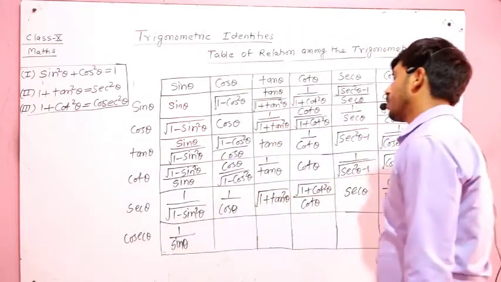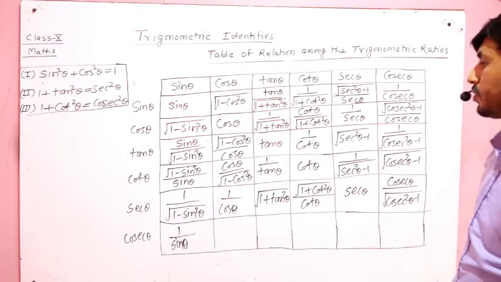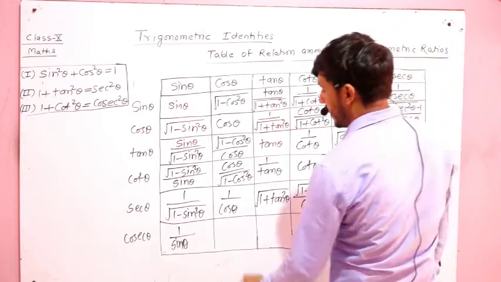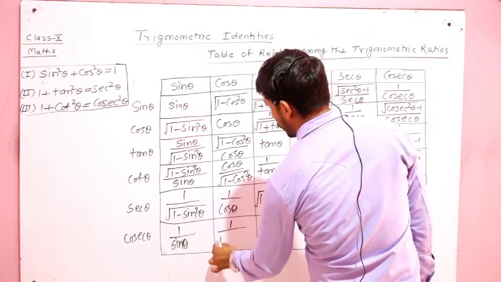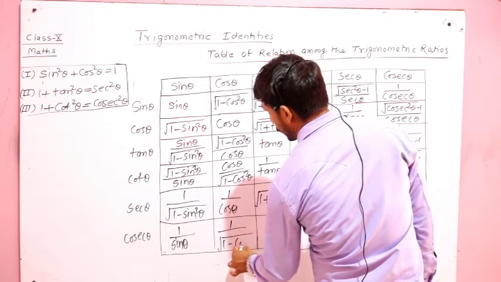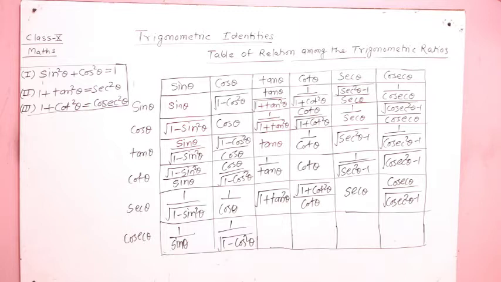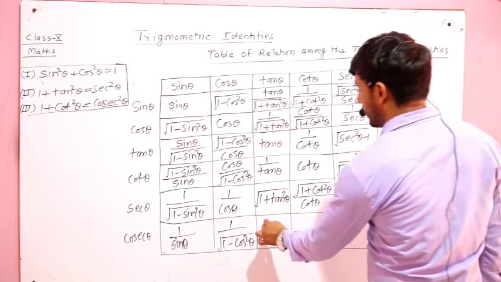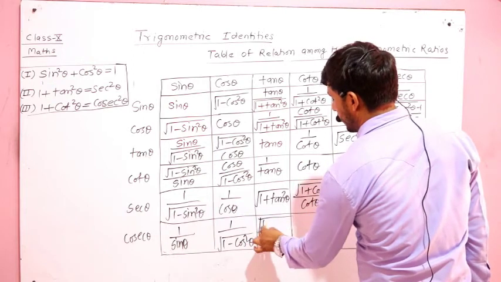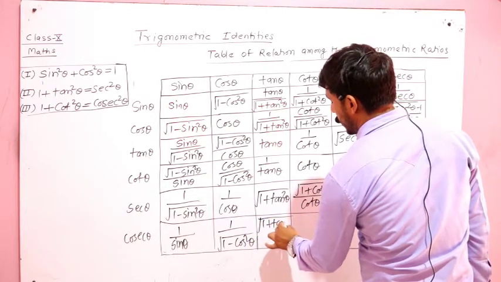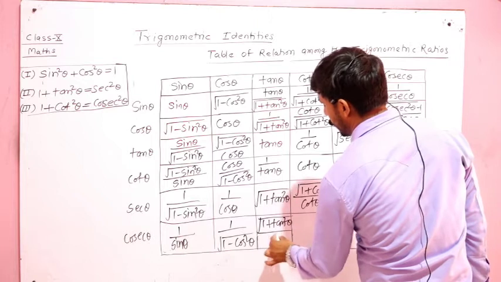Next part, cosec theta in terms of cos theta, and that can be obtained as 1 upon root of 1 minus cos square theta. The next part, we have to find cosec theta in terms of tan theta, and that can be given as root of 1 plus tan square theta divided by tan theta.